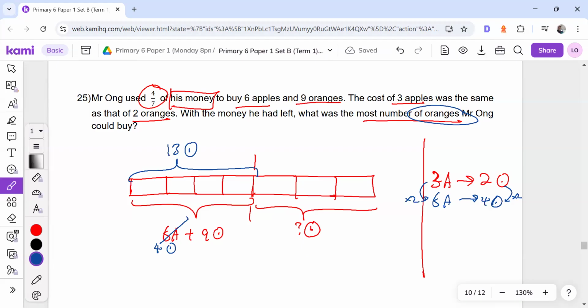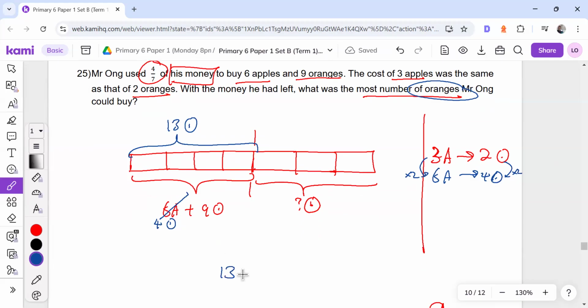13 divided by 4. Wow, what is 13 divided by 4? Well, if you go and divide, you will get 3 and 1 quarter. But is there such thing as 3 and 1 quarter orange? Don't have, right? So you can have maybe 3 oranges, at the most 3 oranges for every box, right? And you don't round off also.